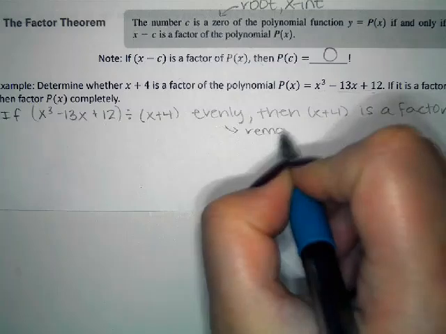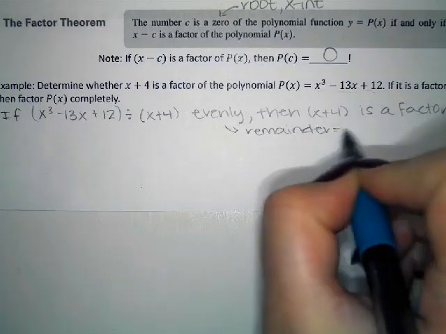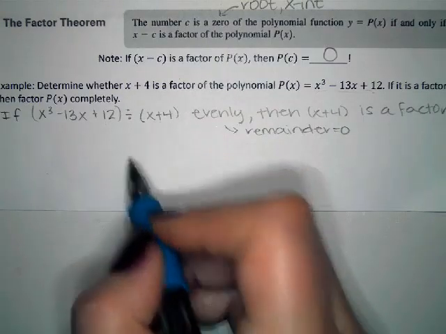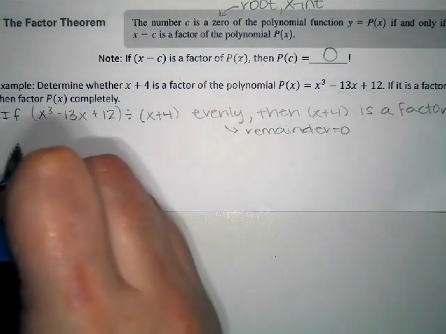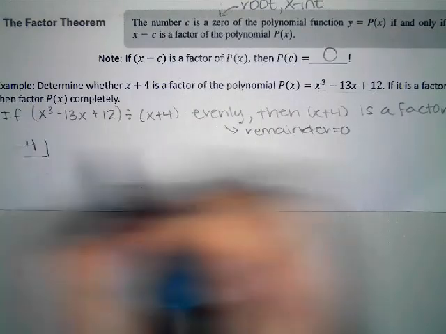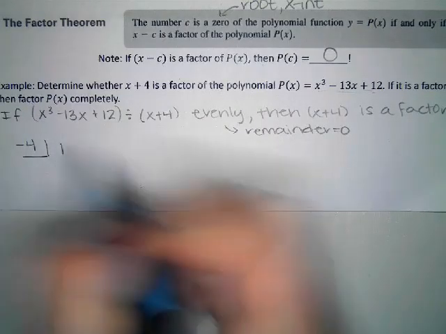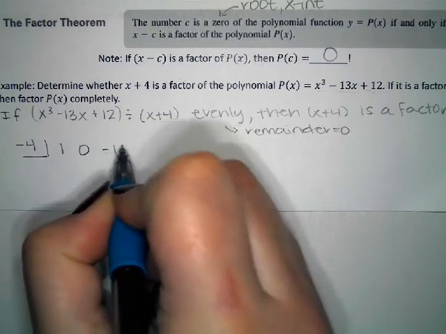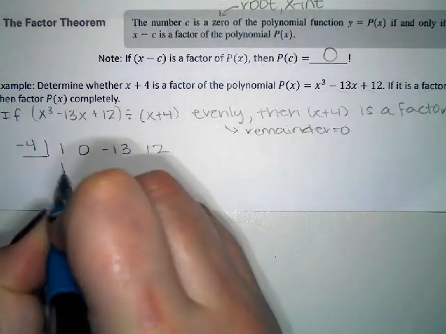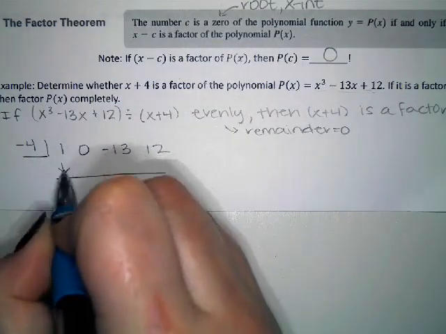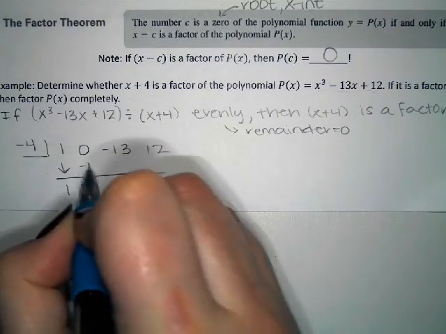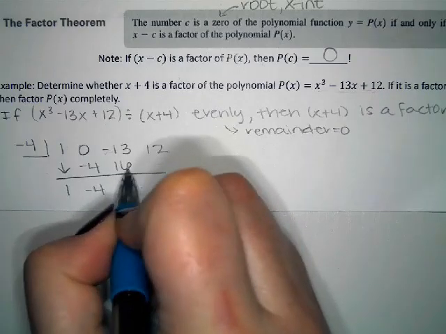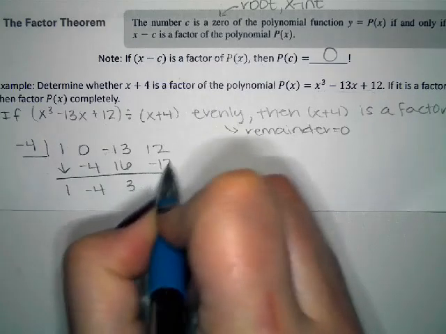So if I set up synthetic division because it's the easiest way for me to do the problem, I'm going to put -4 in the little box. Then I'm going to do 1 for x to the third. It skipped x squared, so I'm going to put 0 for x squared, then -13, then 12. I'll drop down the 1. 1 times -4 is -4. Multiply those together, I get 16, -12. My remainder was 0, so this did divide evenly, so x plus 4 is a factor.